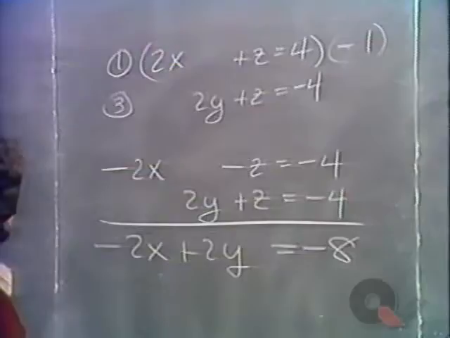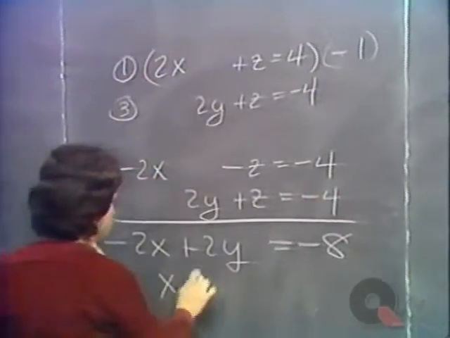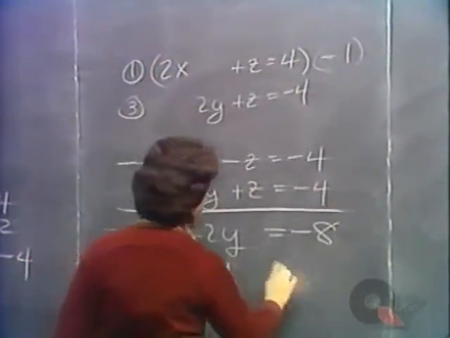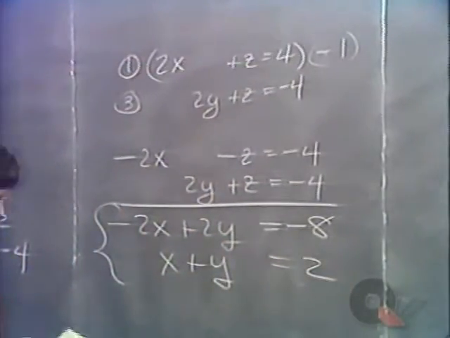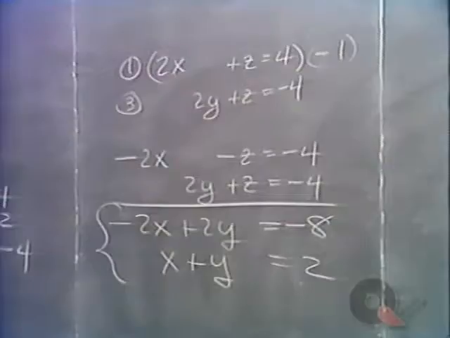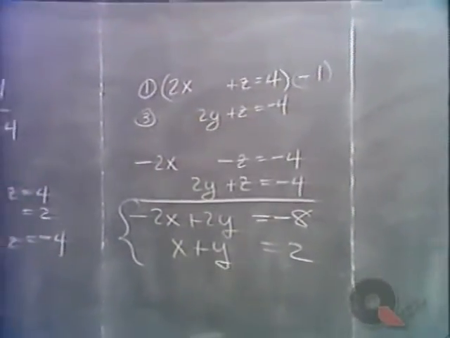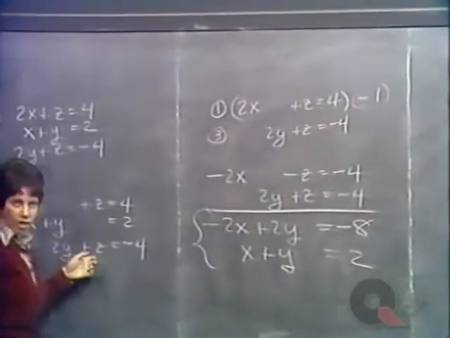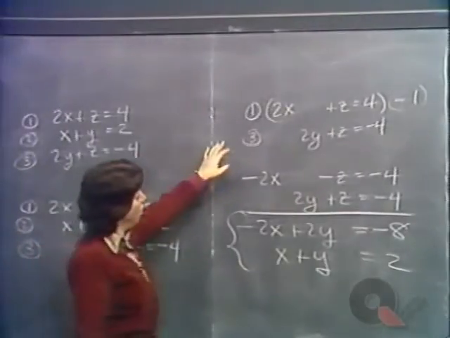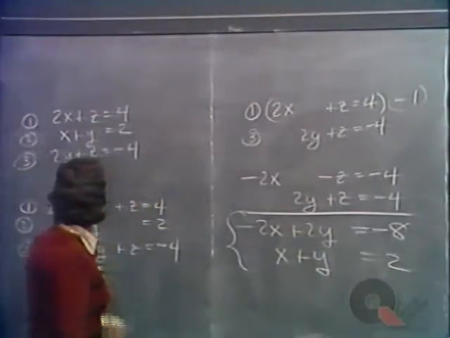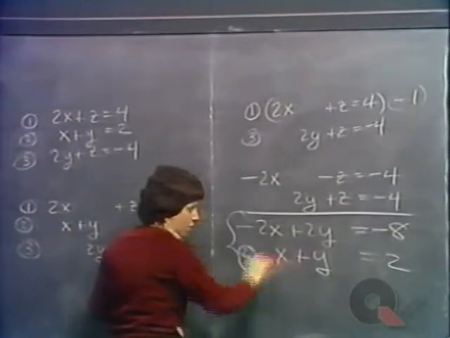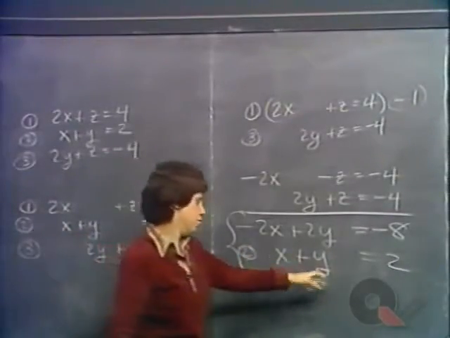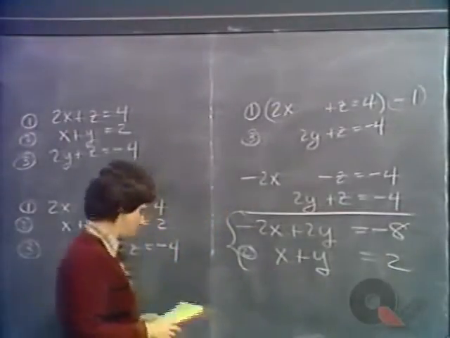I'm going to use this in conjunction with equation 2, which was x plus y equals 2. I will solve this system of two equations in two unknowns. I took equation 1 and equation 3, which both had the variable z, and eliminated z from those two equations. I also had another equation, equation 2, that had no z in it, only involving x and y. I now have two equations in the two unknowns.